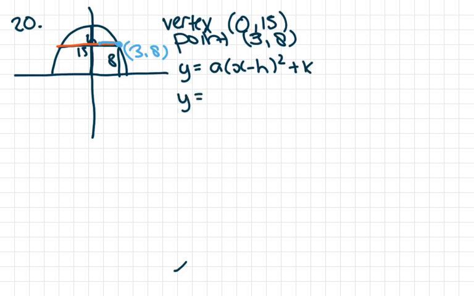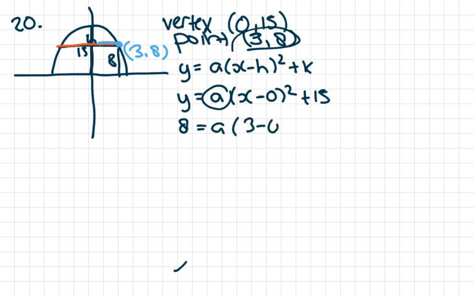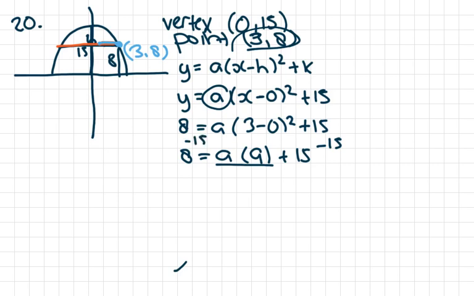Plug in the vertex for h and k. So y equals a times x minus 0 squared plus 15. And then now to solve for a, I'm going to plug in this point 3, 8. So 8 equals a times 3 minus 0 squared plus 15. 8 equals a times 3 minus 0 is 3, squared is 9, plus 15. Now, I need to get this a by itself, so I'm going to subtract 15 from both sides. 8 minus 15 is negative 7. Negative 7 equals 9a. Divide both sides by 9. a equals negative 7 over 9.